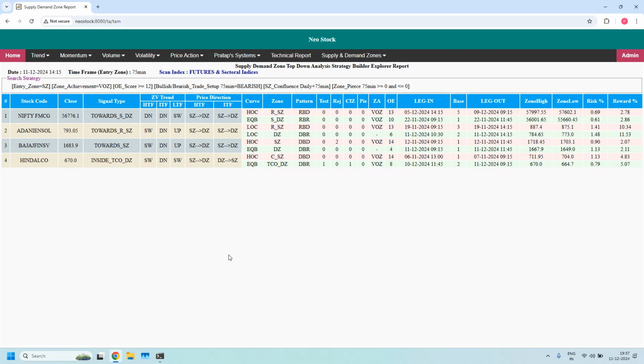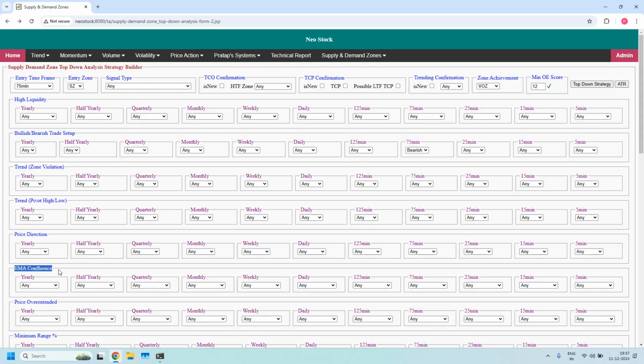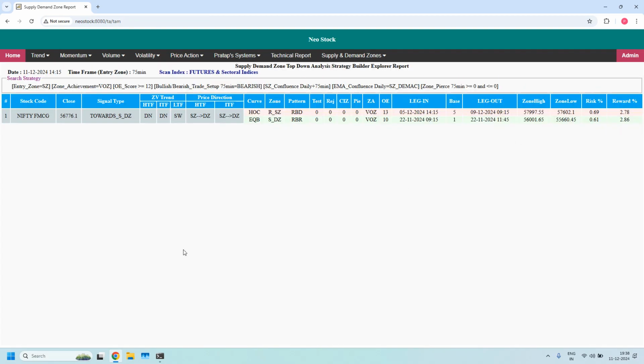And if the daily supply zone is having daily EMA confluence, they are even more high probability trade setup supported stocks. Let's verify the EMA confluence at a daily time frame, because 75 minutes supply zone is part of the daily supply zone. So I'm looking for daily supply zone having daily EMA confluence. With this filter, out of 4 stocks, we got only 1 stock.